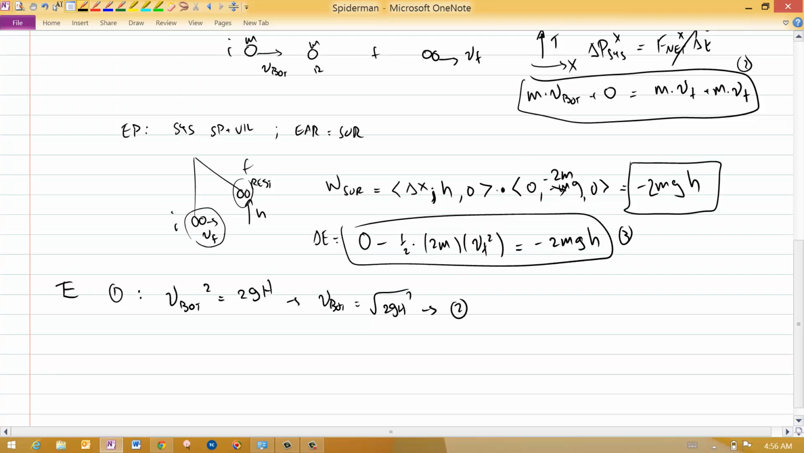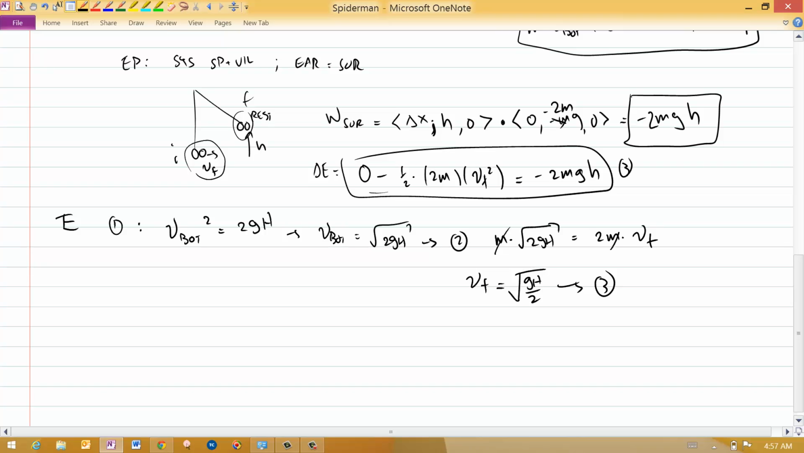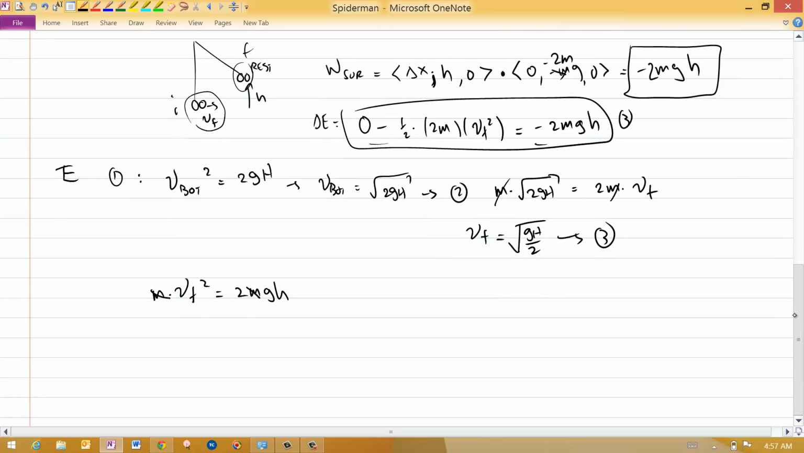Let's put that into equation number 2. So I get m times square root 2gh is equal to 2m times v final. The m's cancel off, and I get that v final equals square root of gh divided by 2. I just took the divided by 2 there, and then wrote it as 1 over the square root of 4, and then canceled. And now we're going to put that into equation number 3. Notice that there are negative signs on both sides, so I get m times v final squared is equal to 2mgh. Cancel the m's off. V final squared is gh divided by 2, which is 2 times g times little h. The g's cancel off, so I get little h is equal to capital H divided by 4 is the answer.